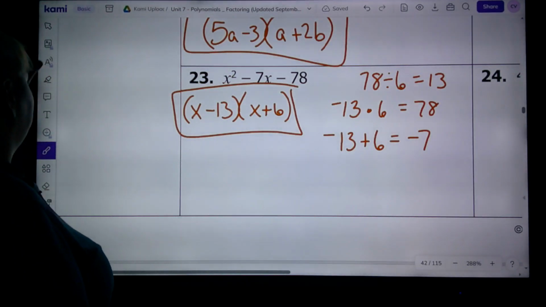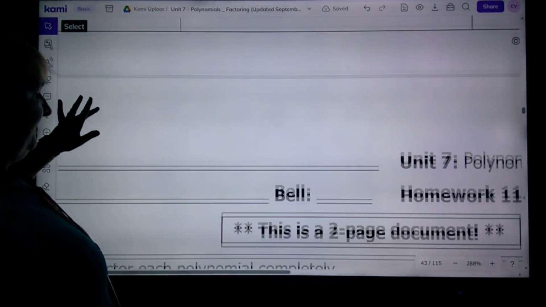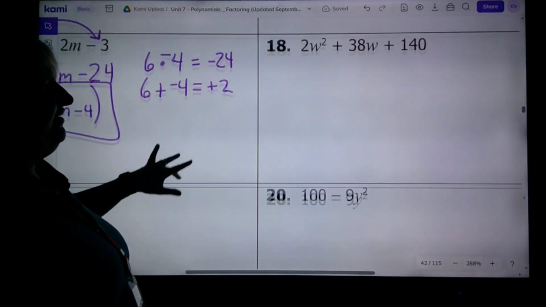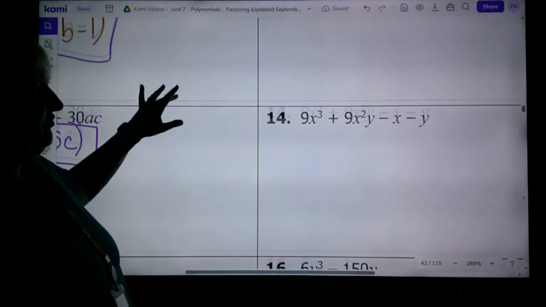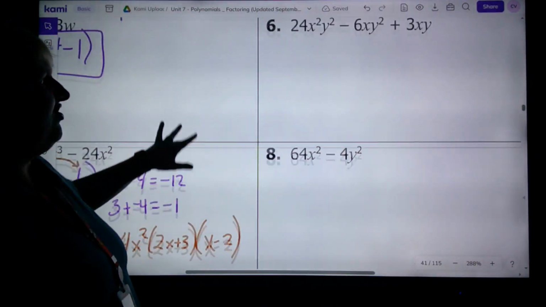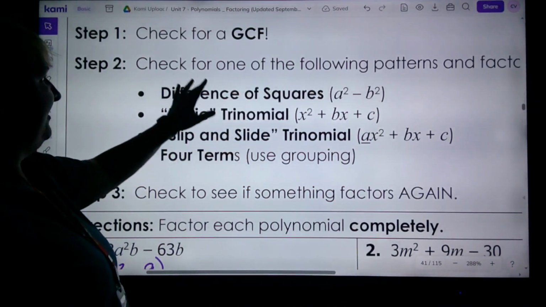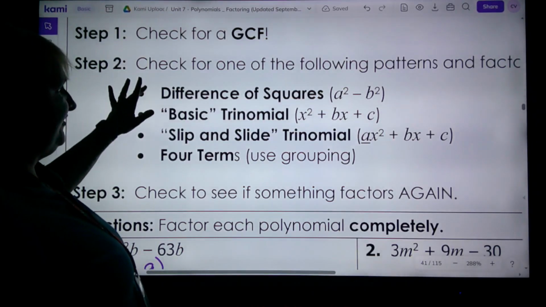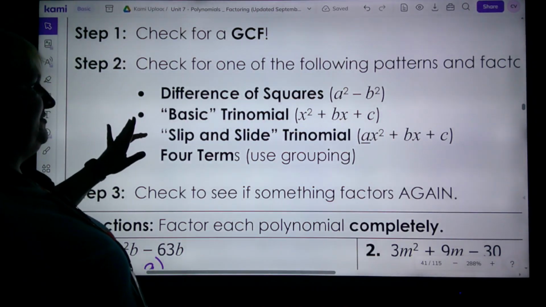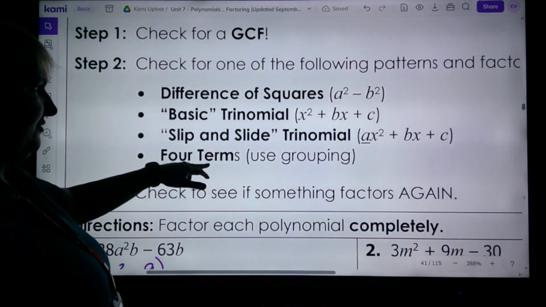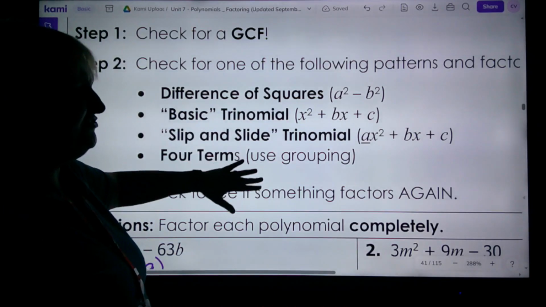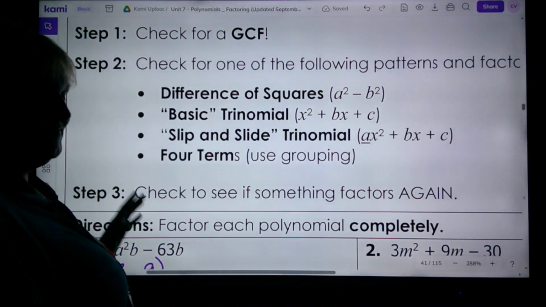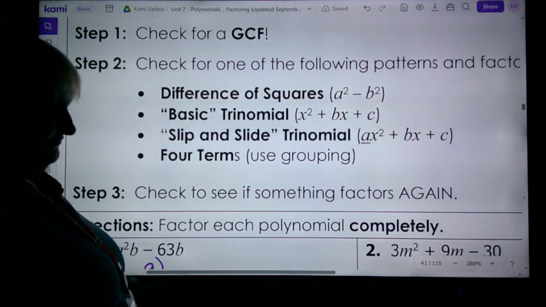What do you think? This is why, if you're able to do this and then pass the mastery check, I will count it as a major grade, because you have to figure out which method works with which problem. Always start by looking for the greatest common factor. Then figure out whether you're going to do a difference of squares, the basic trinomial, the slip and slide trinomial, or the 4 terms. And then based on which method you use, follow it down. Make sure you end up all the way simplified. Make sure nothing else can be factored out. Good luck.